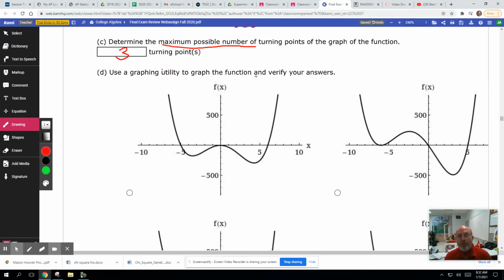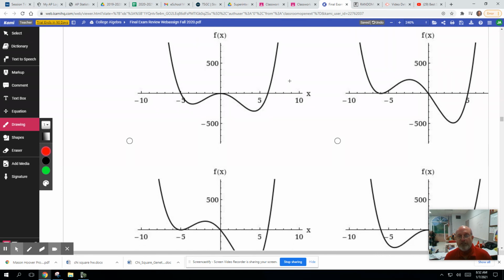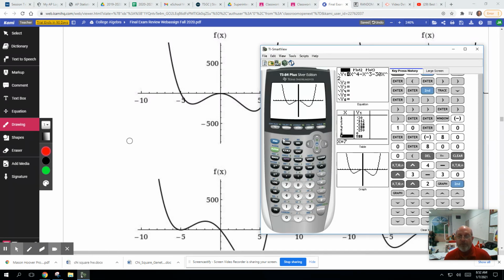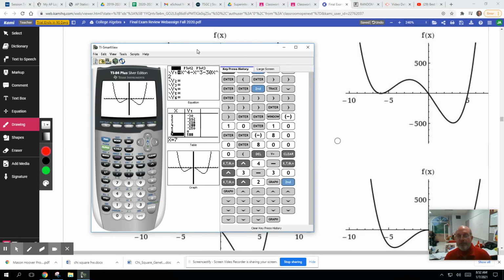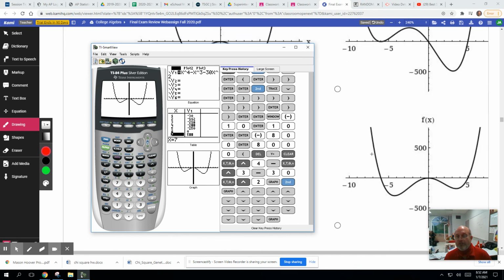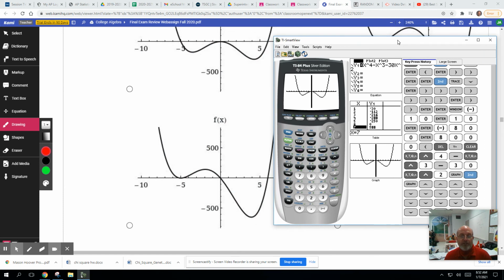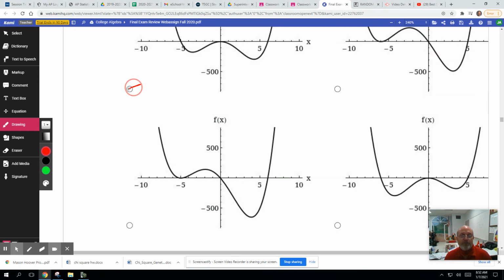Then use the graphing utility to graph the function. We already did that so we could find the zeros. So we have to match that with our graph. Let's see. That looks like this first one, doesn't it? Doesn't look like the second one, does it? And scroll up. Doesn't look like this one over here, the last one. So definitely the first one.